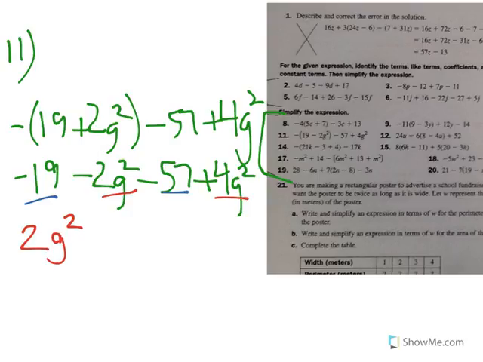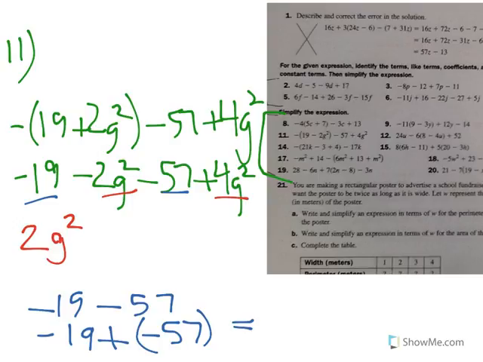And then these are the constants, and I can do something with that. Negative 19 minus 57. You need to be reminded of this. This works as negative 19 plus negative 57. So now they're the same sign, so we just add them together, and we end up with negative 76. So minus 76. That's going to be the answer for problem 11. Let's do another one.